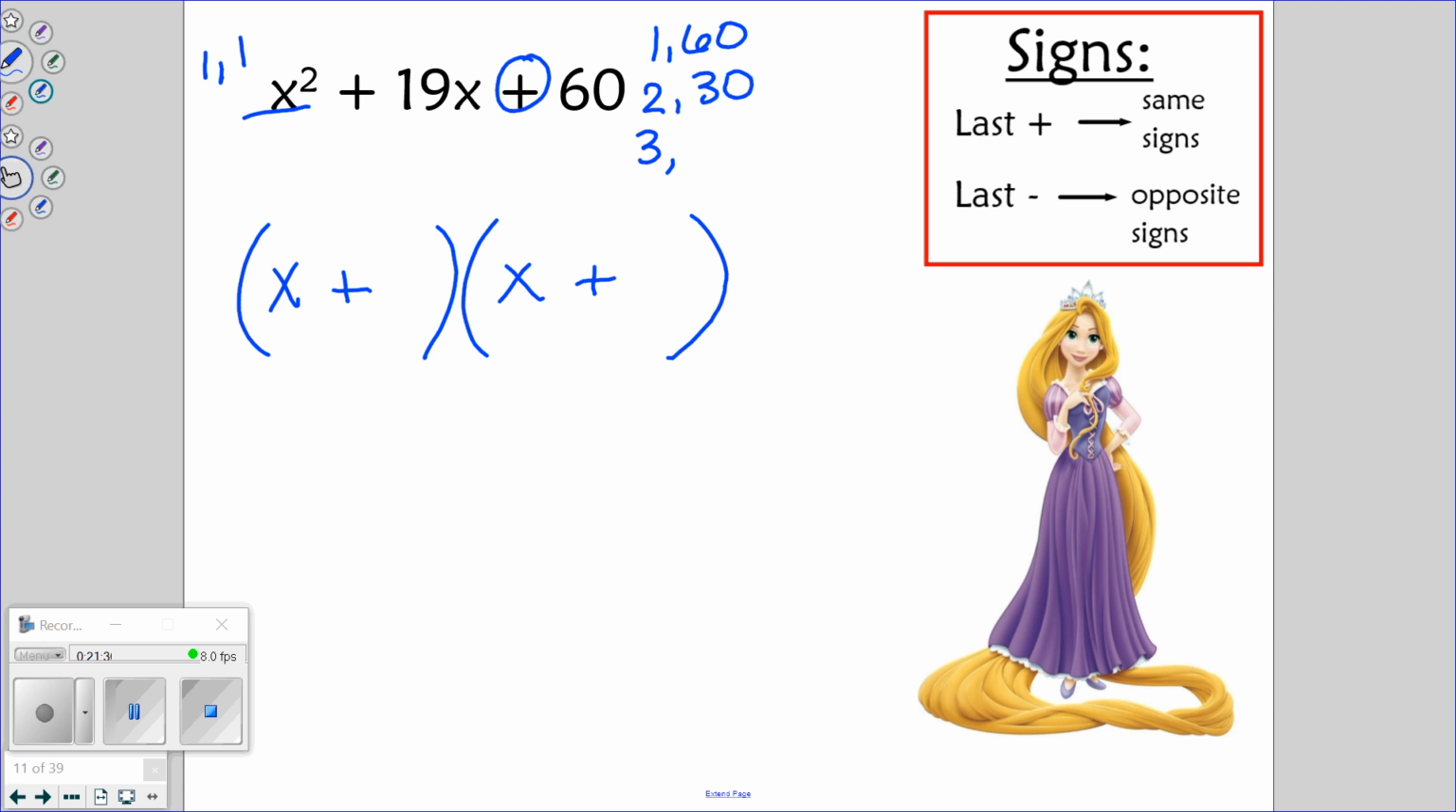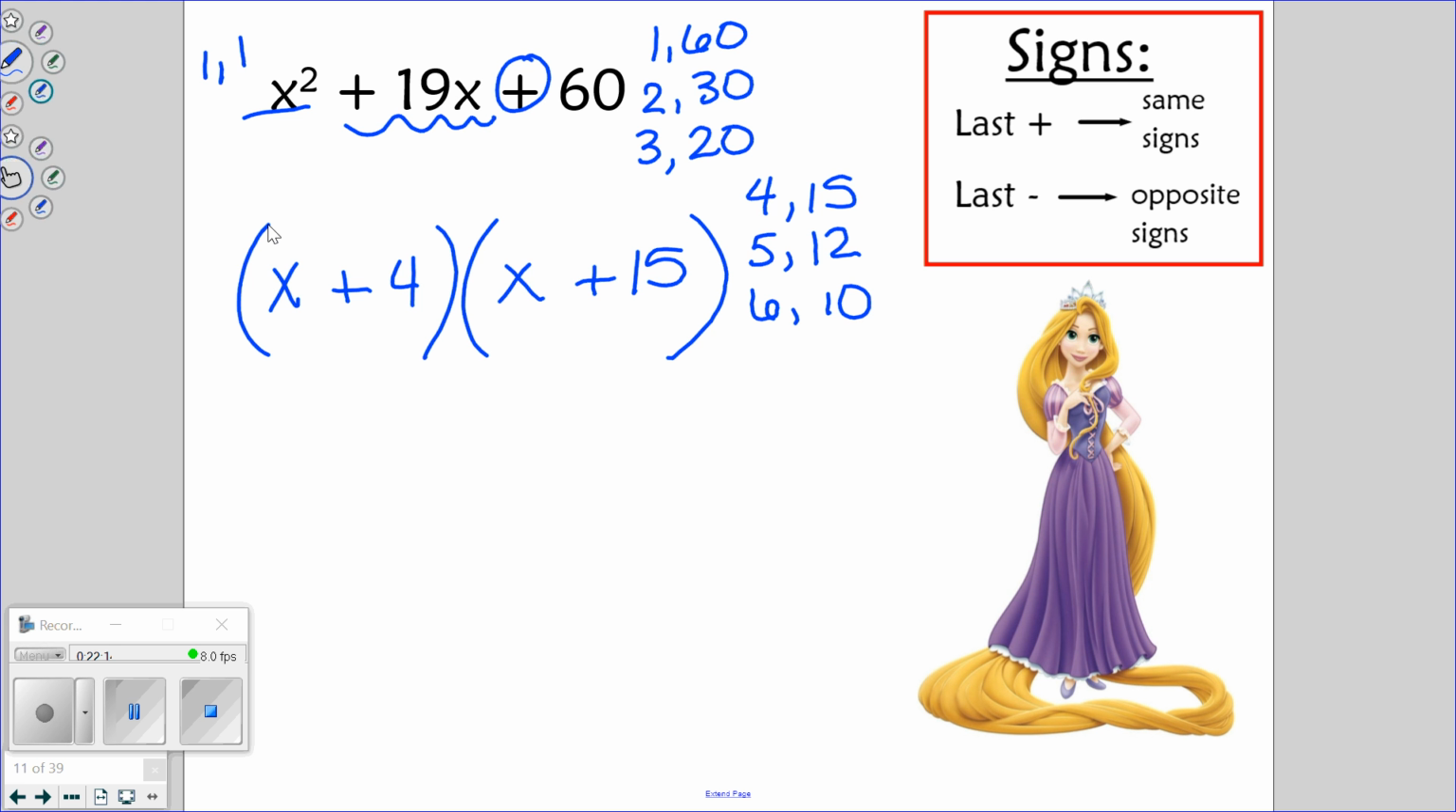Oh, what about 3? What about 5? And 6 and 10? Holy smokes, there's a lot of options there. But has anyone picked up on how you can figure out what it is really fast? Christian? Why'd you know it's 4 and 15 right away? Yeah, we're trying to get 19, and he knows that 4 plus 15 is 19.